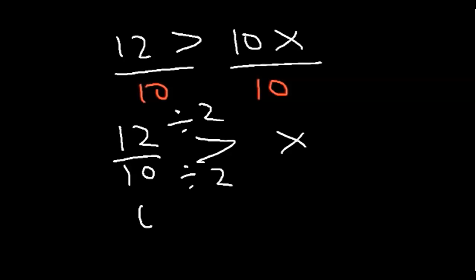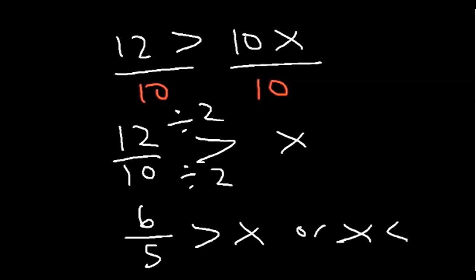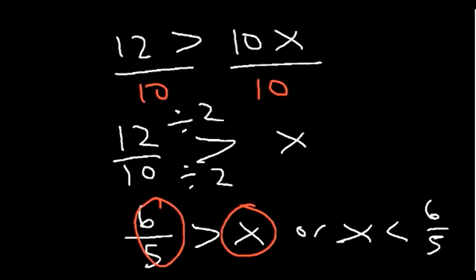12 divided by 2 is 6. Half of 10 is 5. So 6 over 5 is greater than x, or we can write it as x is less than 6 over 5. If you switch the left side and the right side, you need to reverse the direction of the inequality.